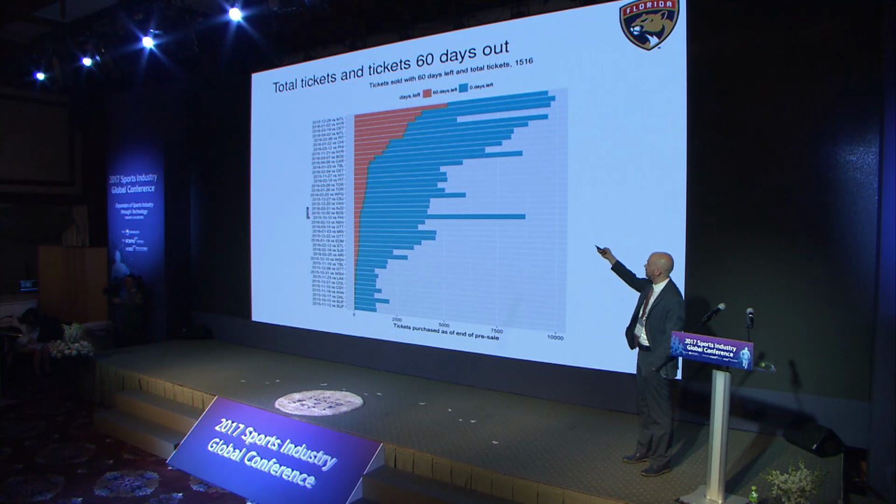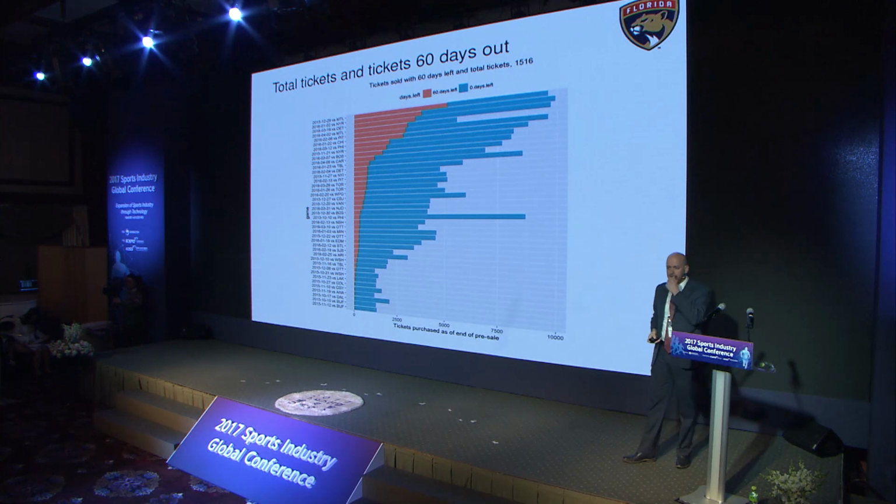So we have a downward trend here. We also have a downward trend for the final tickets sold. What this is saying is that the games where there were a lot of tickets sold 60 days before the game ended up being the most popular games for the most part. They ended up being the games for which there were the most tickets sold by the time the game happened.